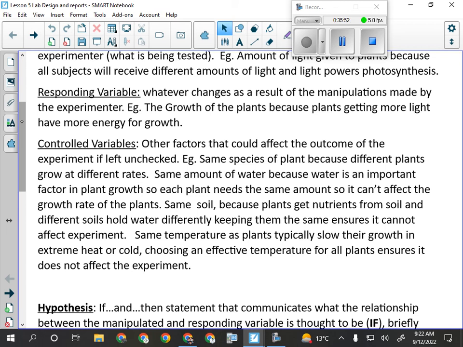Another controlled variable is the same amount of water, because water is an important factor in the growth of a plant. Each plant needs the same amount so that it can't affect the growth rate. Same soil, because plants get nutrients from the soil, and different soils hold water differently and have different amounts of nutrients. Keeping them the same ensures it cannot affect the experiment. Same temperature, as plants slow their growth in extreme heat or cold; choosing an effective temperature for all plants ensures it does not affect the experiment. Have to keep those things the same, otherwise they could affect my results.